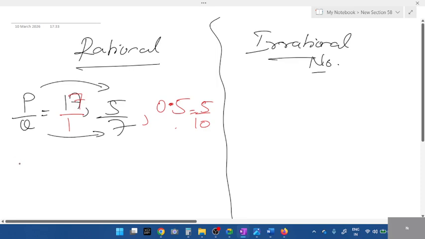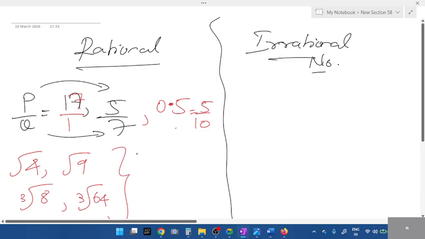All perfect square numbers are rational. Root 4 is rational, root 9. All cube root values, cube root of 8, cube root of 64. Perfect square numbers and perfect cube numbers.